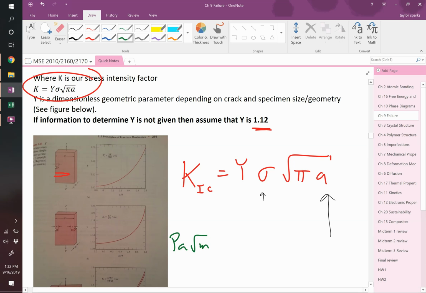And it does. If you look up tables, you'll find it given, unless they're horrible and giving you imperial units or something, it'll be in pascal root meters, okay? So that the units cancel out. Any questions so far?